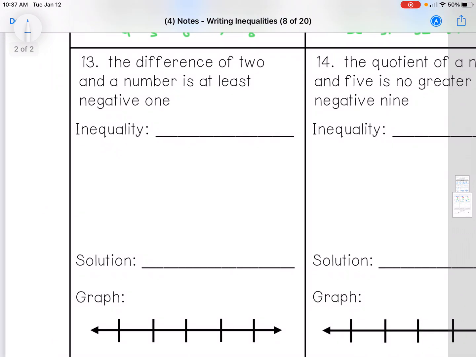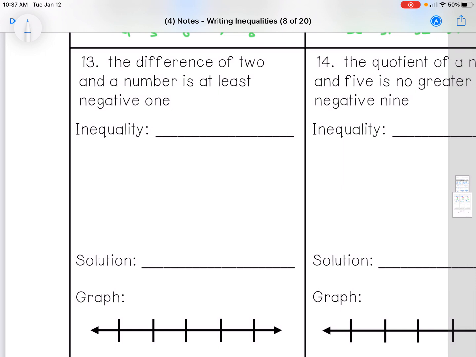13, give me just 1 second. I forgot to clock in. I have to clock in. All right. Almost done. All right, beautiful.